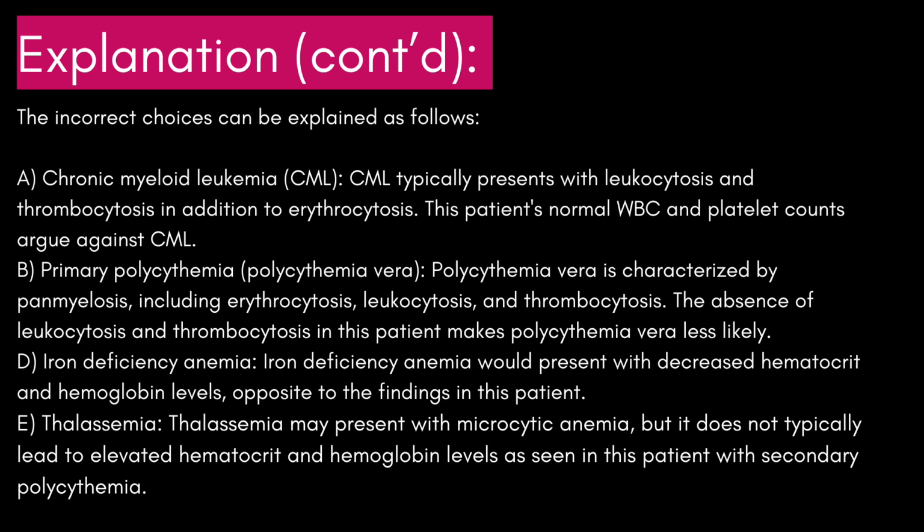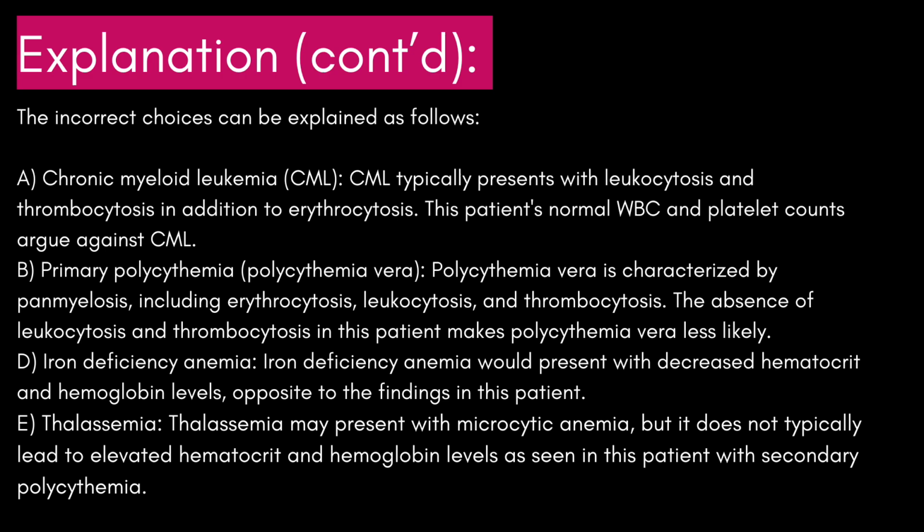B. Primary polycythemia, polycythemia vera. Polycythemia vera is characterized by panmyelosis, including erythrocytosis, leukocytosis, and thrombocytosis. The absence of leukocytosis and thrombocytosis in this patient makes polycythemia vera less likely.